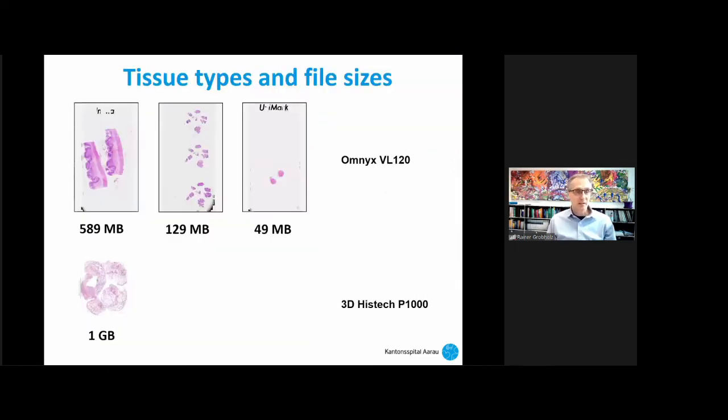A big thing is the tissue types and the file sizes. These were really paradise times when we had these Omnix GE scanners, which are no longer on the market. The maximum file size was not even a gigabyte. And in these times with 3DHistech scanners, we're starting with 1 gigabyte. That really affects our whole infrastructure and our storage management.